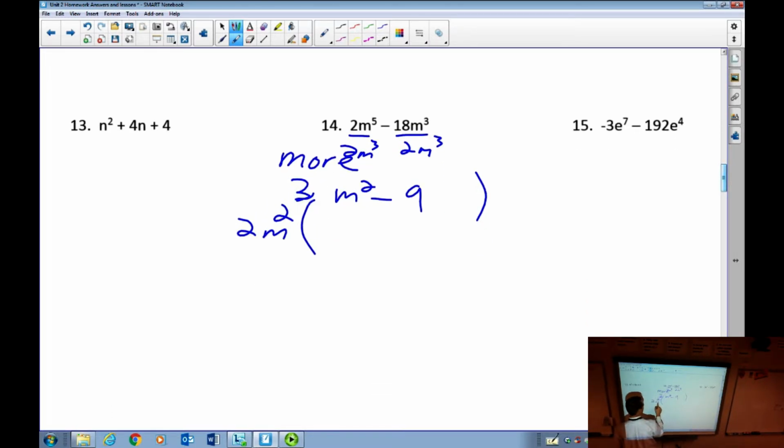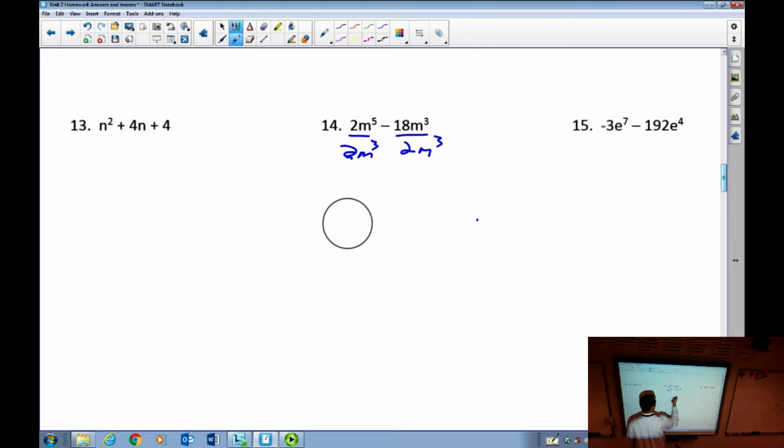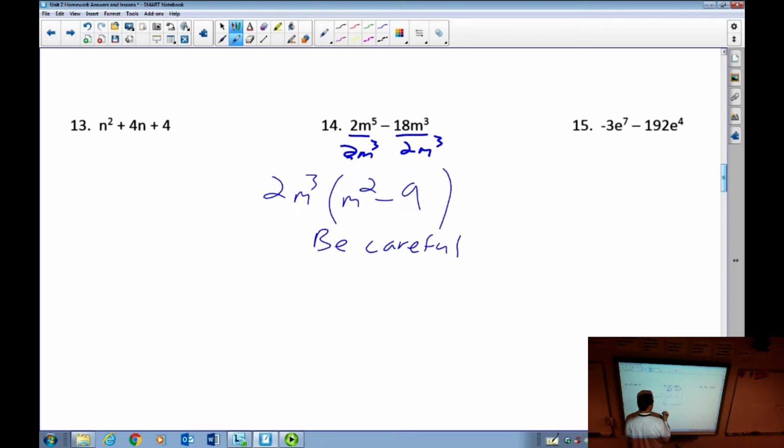So we actually ended up, let's see here, dividing by a 2m cubed. And we divide by 2m cubed. We actually get, let's see, 2's cancel, and then 5m's, cross out 3m's is m squared. And then 18 divided by 2 is 9, the m cubes cancel. So this can actually factor more, so be careful. Right, this can actually factor out more there.